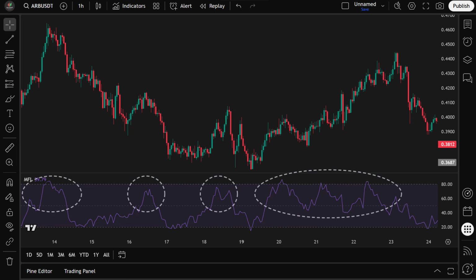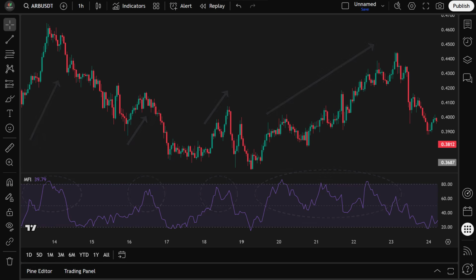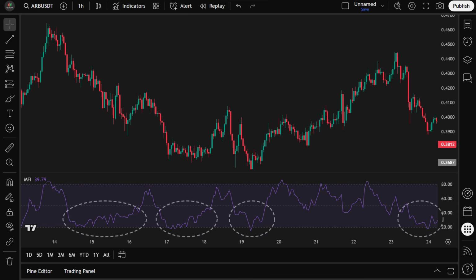When the MFI is above 50, it indicates that buying pressure is increasing, suggesting the market is likely in an uptrend, and that's when we'll be looking for long opportunities. Conversely, when the MFI is below 50, it shows that selling pressure is dominant, signaling a potential downtrend, and that's when we'll be looking for short setups.